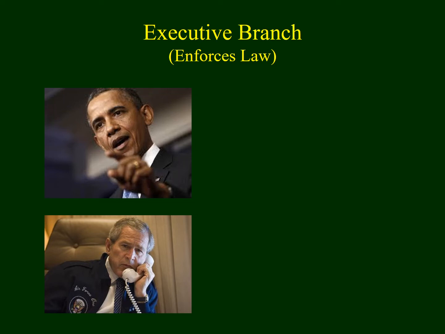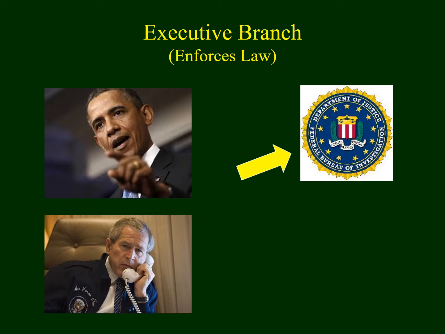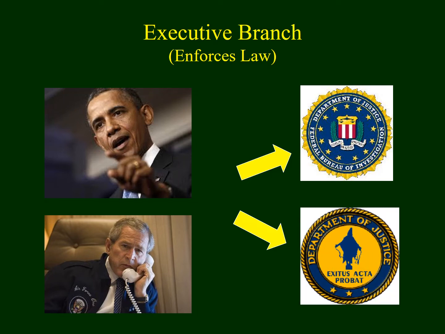Sometimes people get confused with this enforcement power that the president has. As the head of the executive branch, the president would direct the Federal Bureau of Investigation to investigate crimes and have people arrested if it's believed that they committed some sort of crime. The president also would direct the Department of Justice to file charges and prosecute people who have been arrested for different crimes.